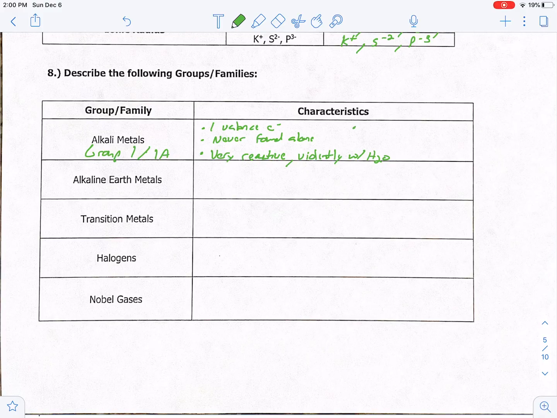They're soft, more easily cut. And then lastly, they are more reactive as you go down a group. As you go down the group, they're just more reactive.